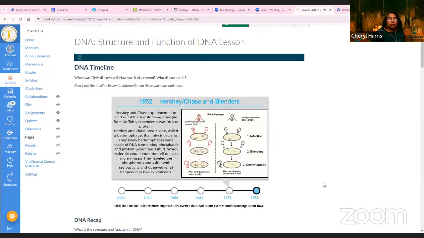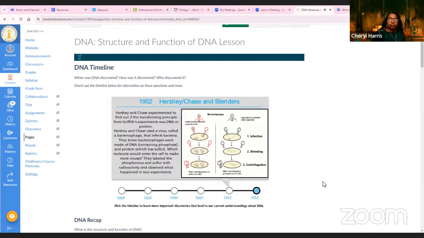Hershey, Chase, and blenders. Hershey and Chase experimented to find out if the transforming principle from Griffith's experiments was DNA or if it was protein. Hershey and Chase used a virus called a bacteriophage that infects bacteria. They knew that bacteriophages were made of 2 things. One was DNA, which contained phosphate, and the second was protein, which has sulfur. Which molecule would enter the cell to make more viruses? They labeled the phosphorus and sulfur, each with radioactivity, and observed what happened in 2 experiments.